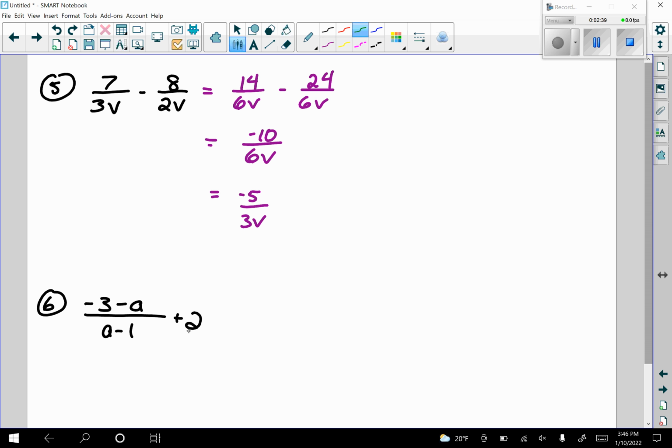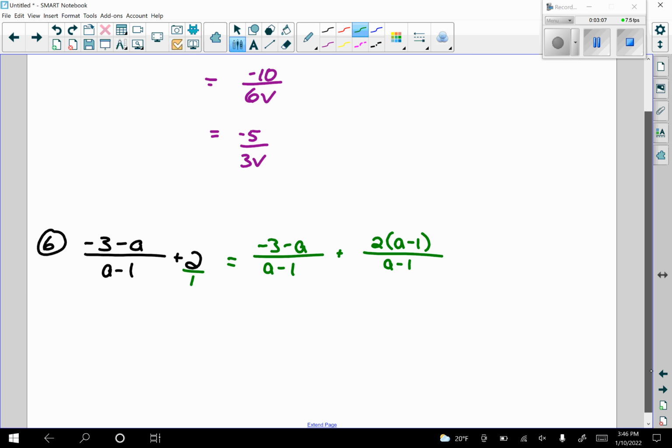In number 6, we could actually go ahead and start by putting that 2 over 1, so I'm going to make 2 blank fractions. Nothing to factor here. 1 goes into anything else that would be the other denominator, so my LCD is just going to be a minus 1. No need to write a 1 in front of that or multiply it by 1. So now my first numerator just stays the same, negative 3 minus a, but my second numerator has to get multiplied by the a minus 1. So I'm going to write it this way. So there's our first few steps.